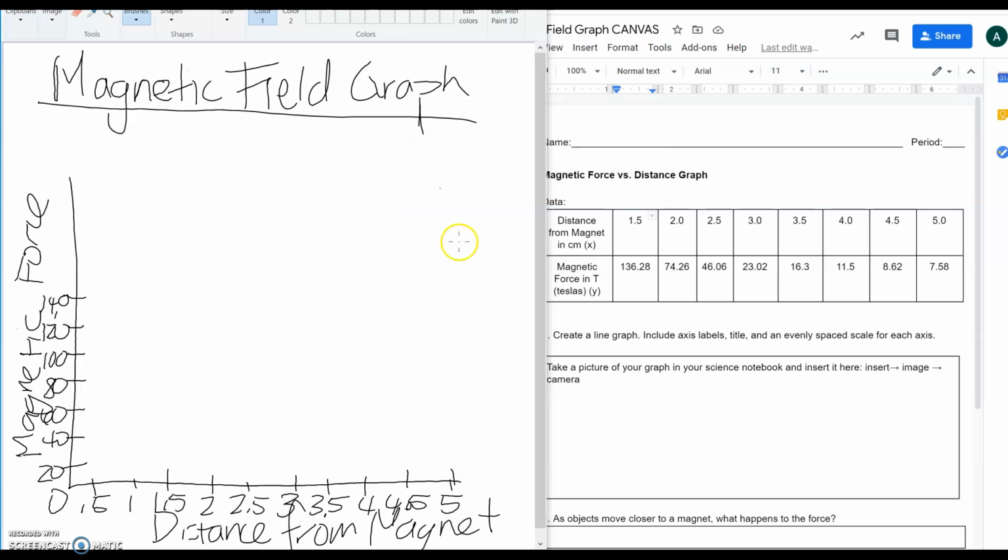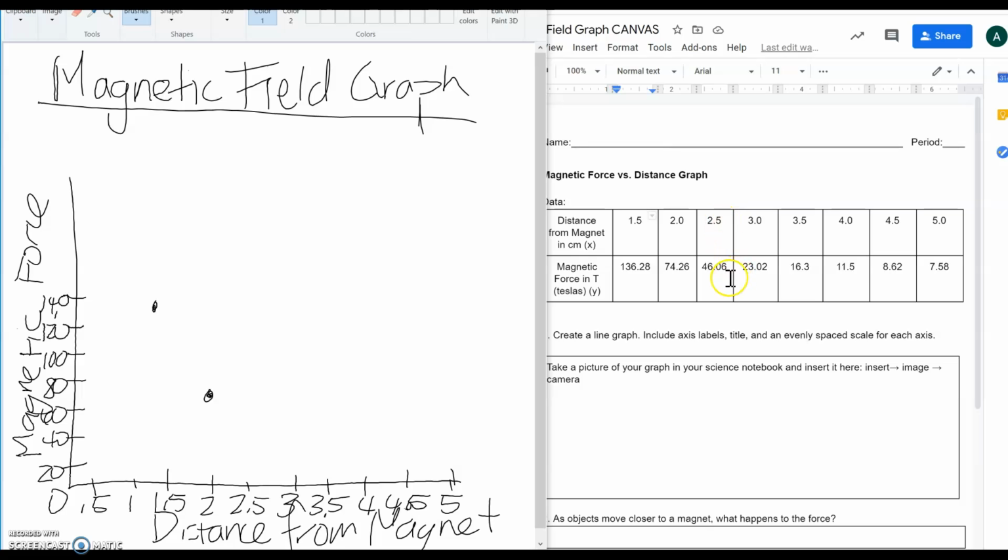So my first data point is 1.5, 136.28. So I'm going to find 1.5 on the x-axis, and then I'm going to trace it up to 136.28, which I just have to guesstimate because I don't have it exact. That's why I told you should go by 10s. And if I had room, I would have gone by 10s, but I'm pretty sure I would have run out of room. Anyways, so that's our first point. Then we have 2, 74.26. So we find 2 on the x-axis, trace it up to 74.26, which again, we're just going to have to guesstimate.